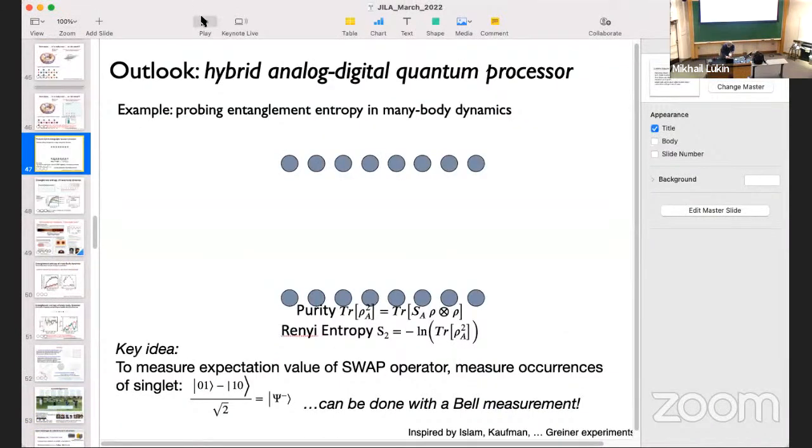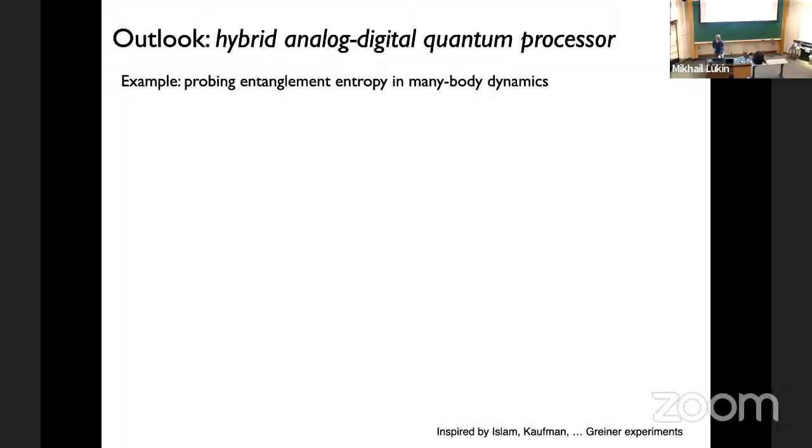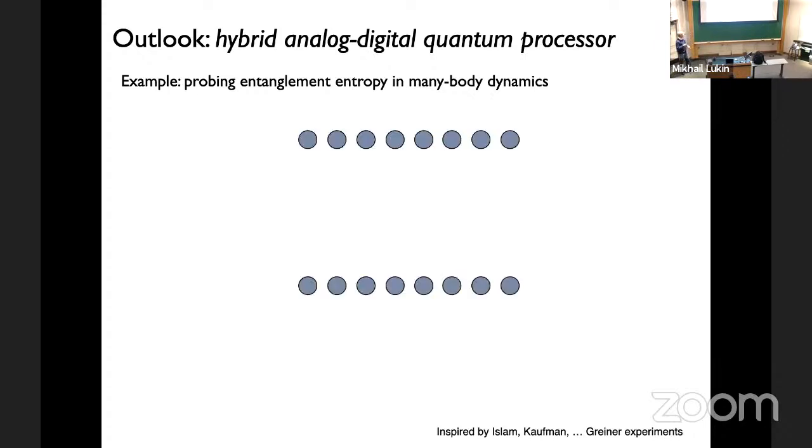So the question here that you can ask is the following. Because we can arrange atoms, do coherent manipulation, then store the coherence and move them around, can we imagine now not just doing digital or analog quantum processing, but a hybrid version? And the answer turns out to be yes. As an example, we measured entanglement entropy in many-body dynamics.